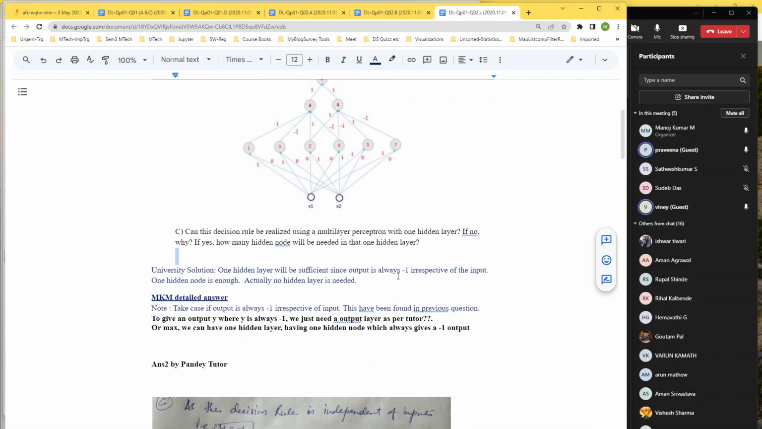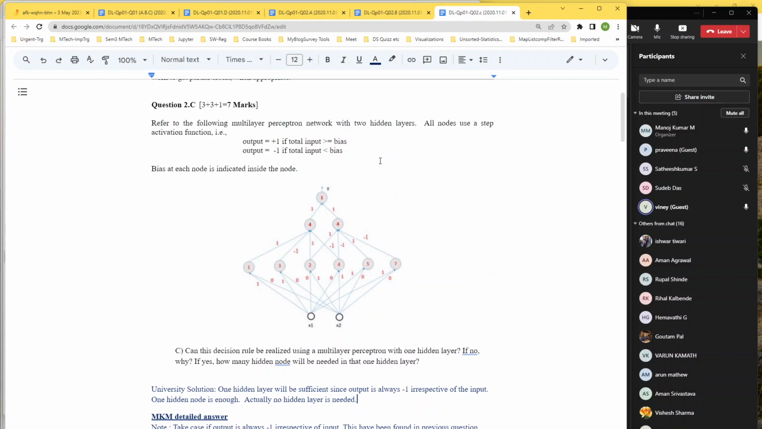Even x1 and x2 are not required actually. No, input is required. Input is required, but why does it show that no hidden layer is required? See, whatever be the input, the output is minus 1. Where is the link for this? Can you put the link? I will share the folder link so you can go through all of them. Just the bias will be very high for question C.